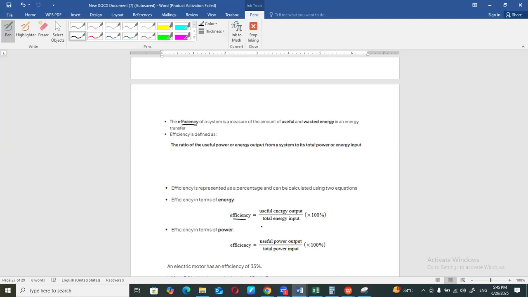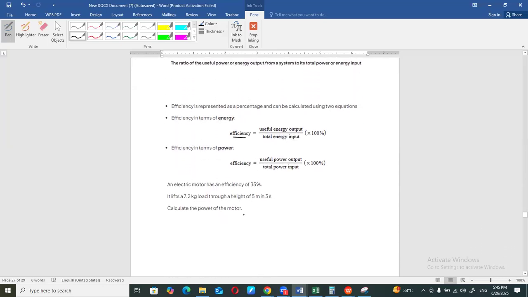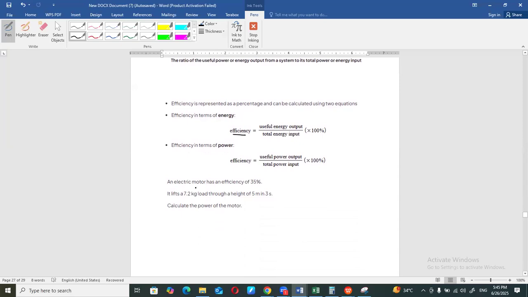There is no unit for efficiency. So you always multiply it by 100 to get the answer in percentage, right? Let's see a question so that you will understand what is meant by efficiency. An electric motor has an efficiency of 35. So efficiency is given as 35%. So you can change it by dividing it by 100, 0.35.